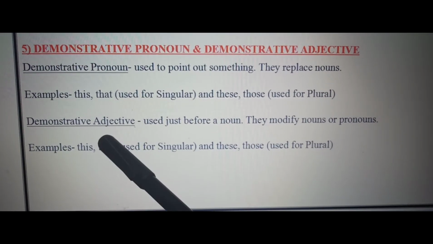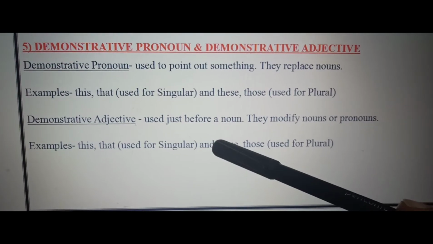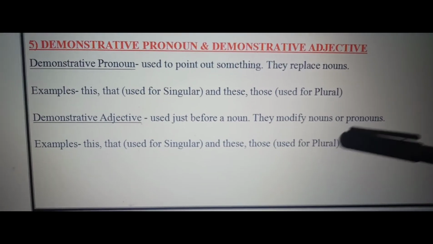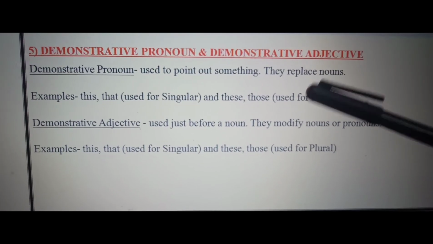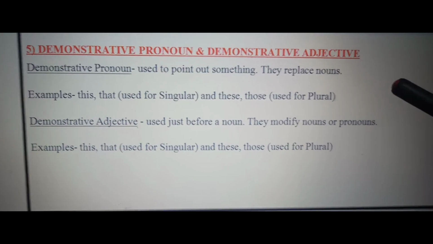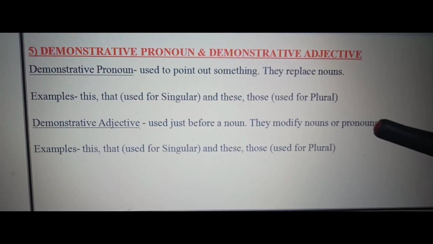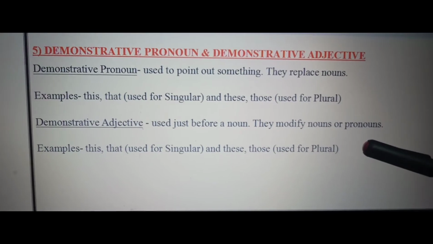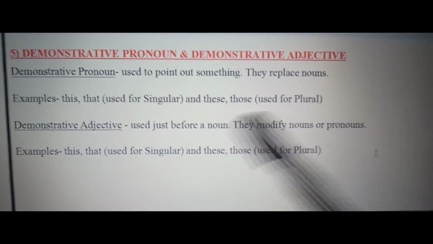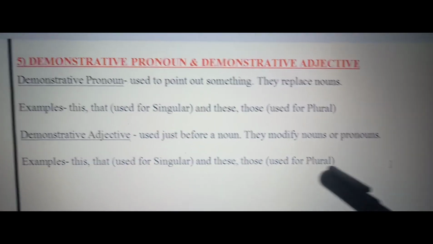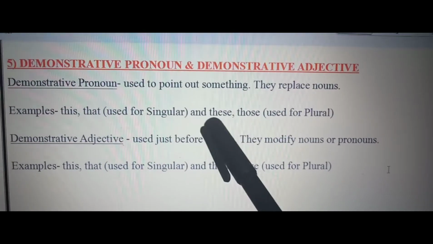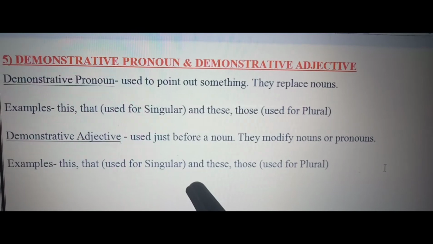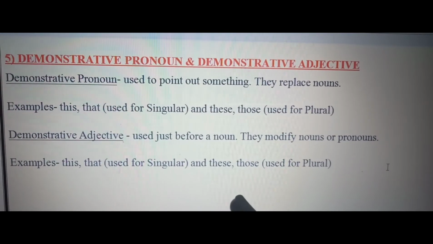Now demonstrative adjectives are used just before a noun in a sentence. They modify nouns or pronouns. So in the first case we are pointing out something and they are replacing the nouns, but in this case they are not replacing the nouns, they are used just before a noun in a sentence. Again they are the same words: this and that are used for singular, and these and those are used for plural. So this, that, these, those are demonstrative pronouns and also demonstrative adjectives, but it totally depends upon how we have used them in the sentence.